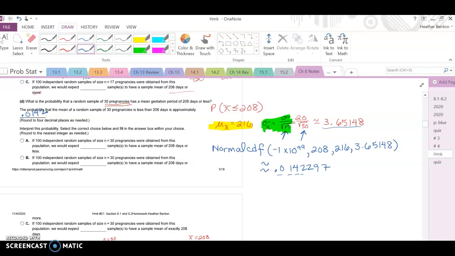And interpret that one. We're still less than 208 days. So this is 208 days or less for A. 208 days or more for B, so it's not that one. And C, exactly 208, so it's not that one. And so we know it's A, and out of 100, you're going to take this to the nearest 100th place, so we would expect 1.